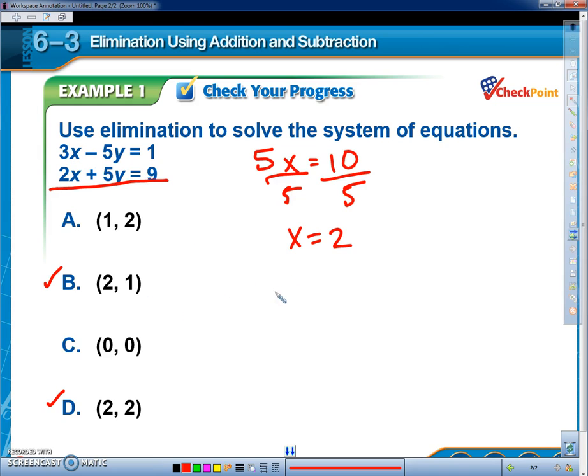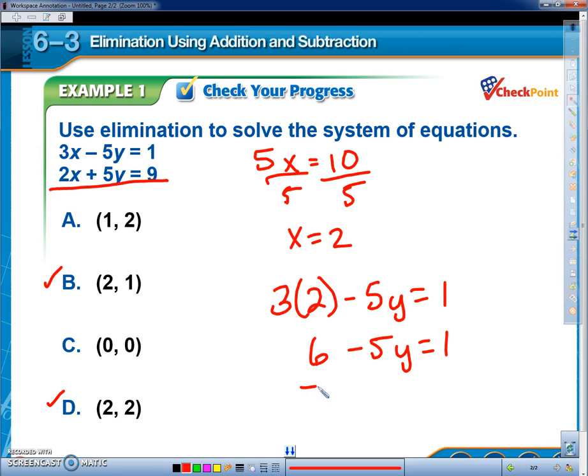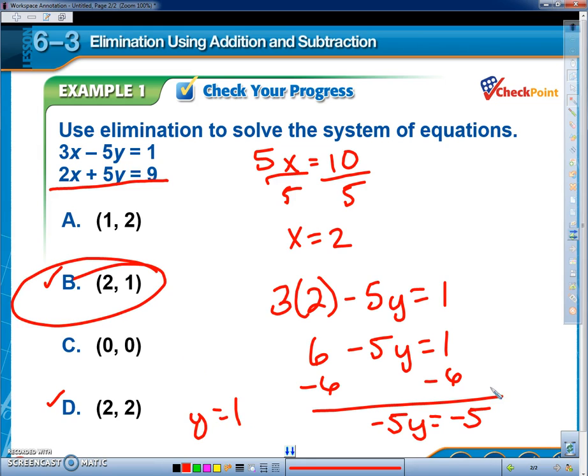Now I'm going to take the first problem on the top. 3 times 2 minus 5y equals 1. So I have 6 minus 5y equals 1. I'm going to subtract 6. I have negative 5y equals negative 5. That means that y equals 1. Right there, my answer is B.